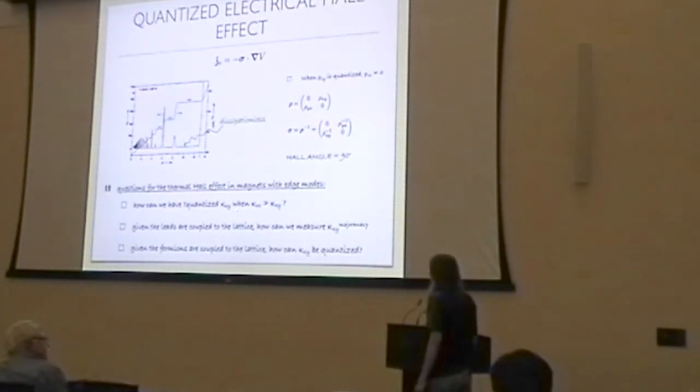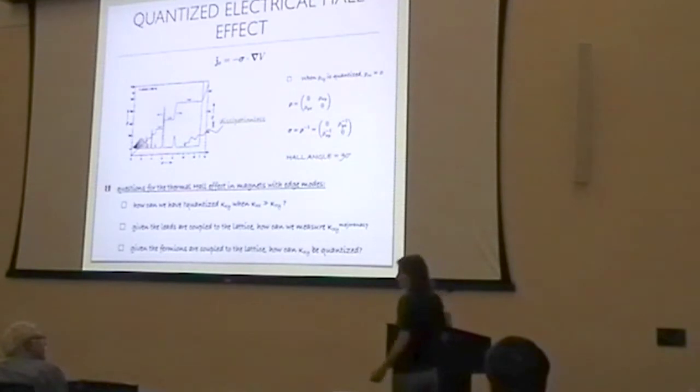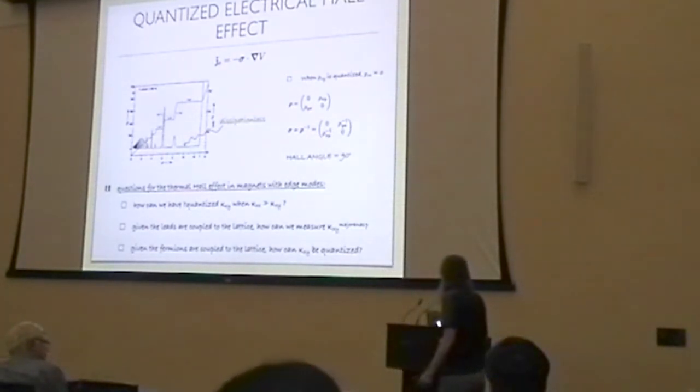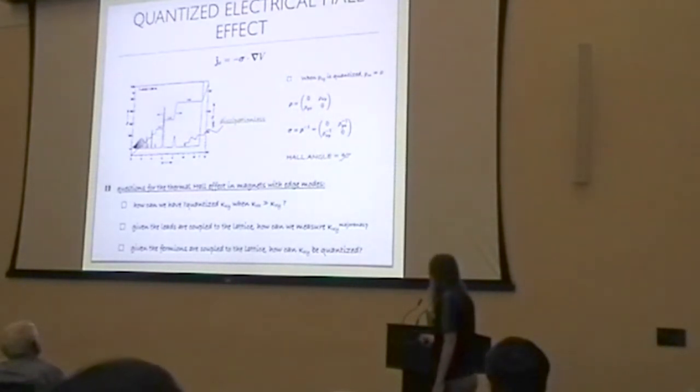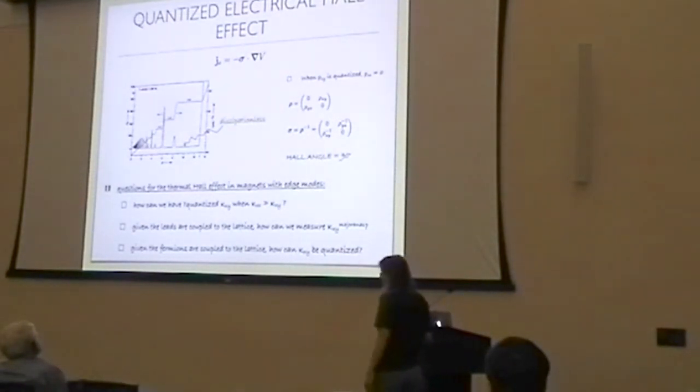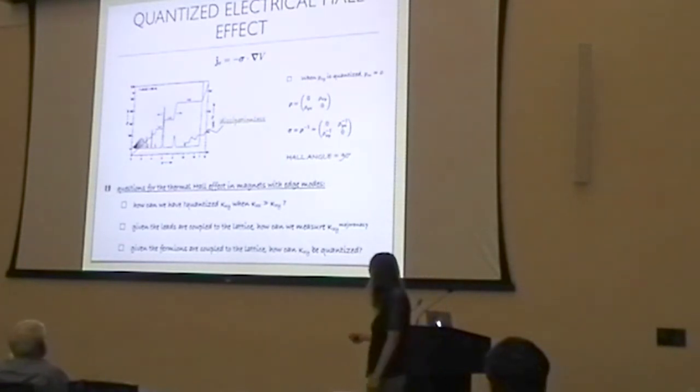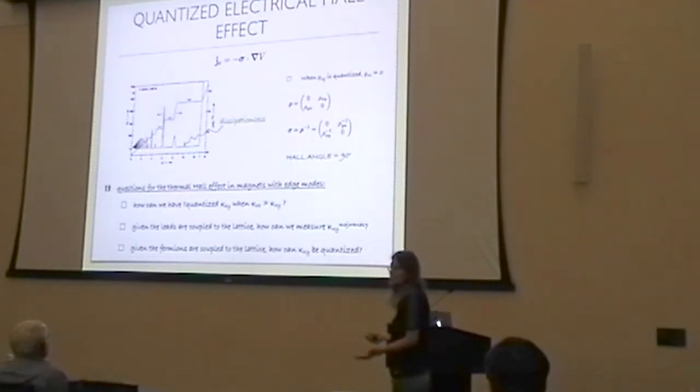How can we have a quantized kappa xy when kappa xx is much larger than kappa xy? And given that the leads are coupled to the lattice, in other words, the spins or the phonons, how can we even measure kappa xy at all? And finally, given the fermions are coupled to the lattice, because the fermions are strongly coupled to the spins, and there's always the lattice coupling, how can kappa xy even be quantized?